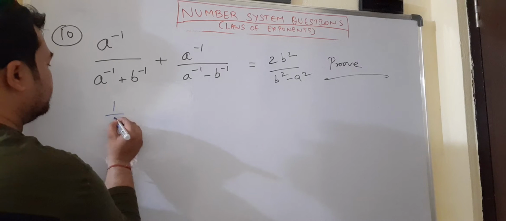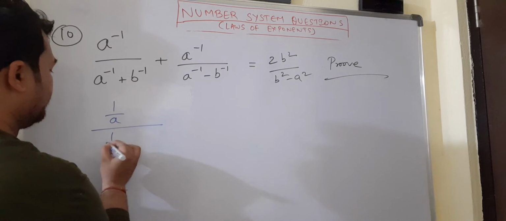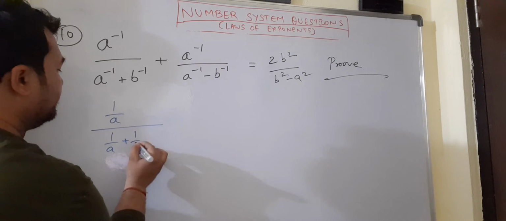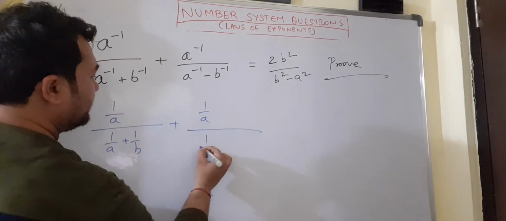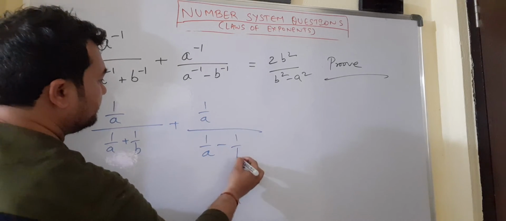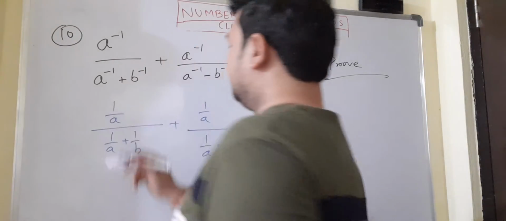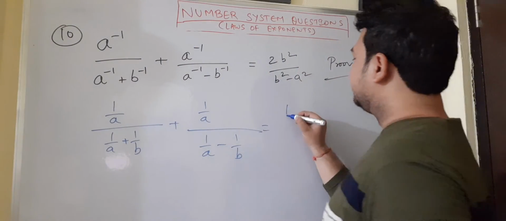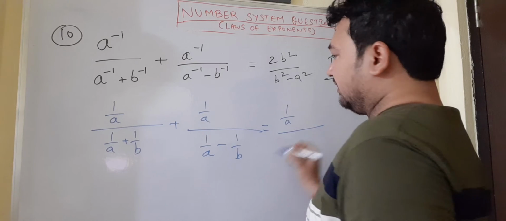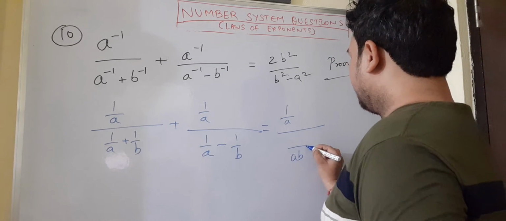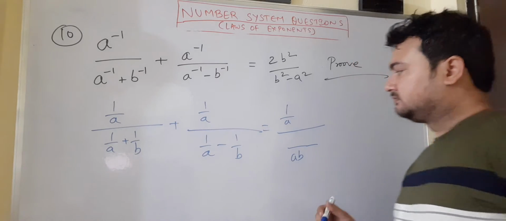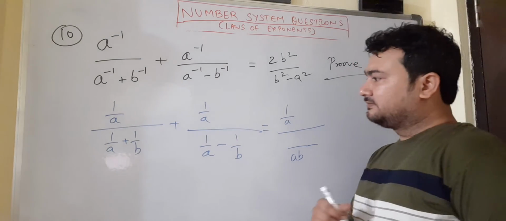Convert this: 1/A + 1/B + 1/A - 1/B. This will give you 1/A, which will remain as it is. The denominator will be AB, because this is the LCM. Why is this the LCM?